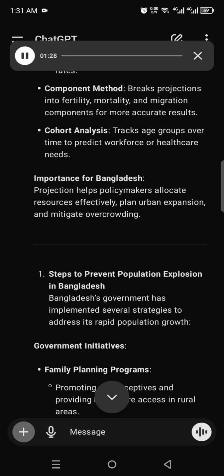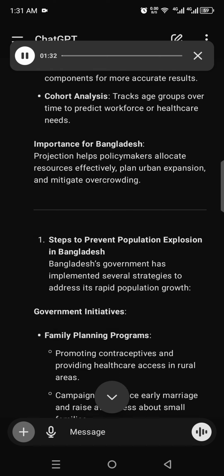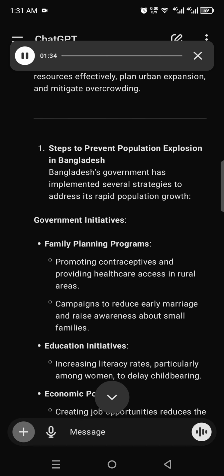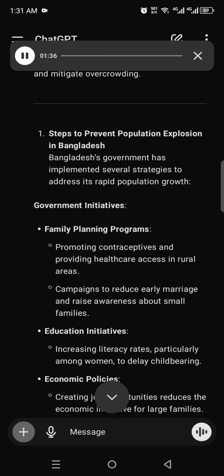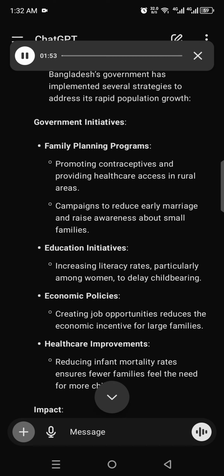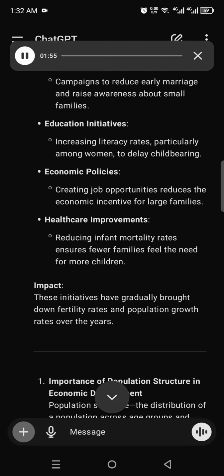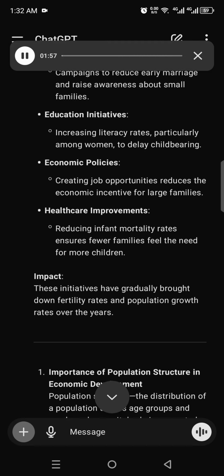23. Steps to prevent population explosion in Bangladesh. Bangladesh's government has implemented several strategies to address its rapid population growth. Government initiatives: family planning programs, promoting contraceptives, and providing healthcare access in rural areas. Campaigns to reduce early marriage and raise awareness about small families. Education initiatives: increasing literacy rates, particularly among women, to delay childbearing.